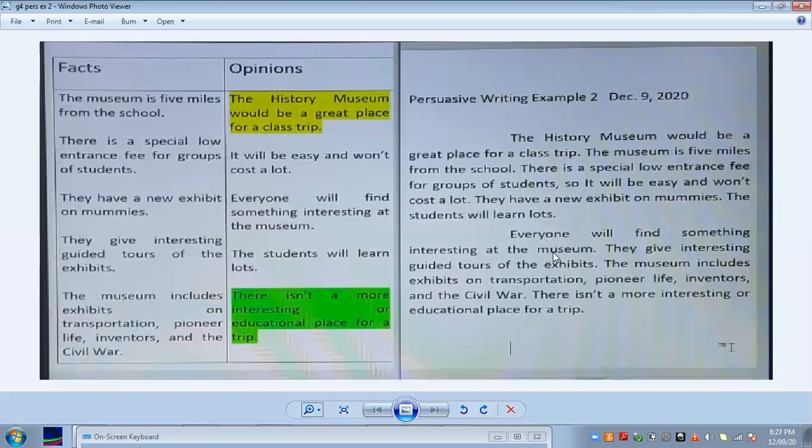We started the second paragraph again with an opinion. Everyone will find something interesting, and then we talked about the things you can do at the museum and the things you will find. They give interesting guided tours of the exhibits. The museum includes exhibits on transportation, pioneer life, inventors, and the Civil War. We use the final sentence, our ending, to sum up everything that we had said. There isn't a more interesting or educational place for a trip. So we use the information on our facts and opinion side to create the two paragraphs.